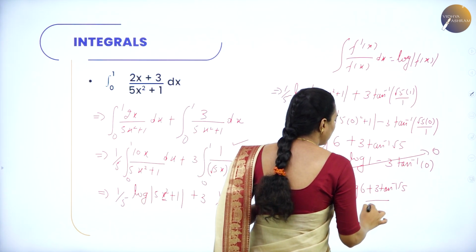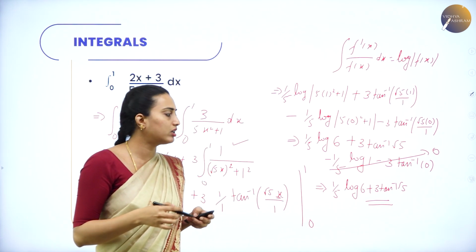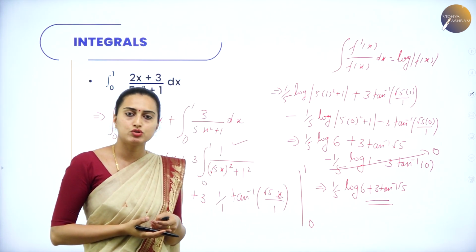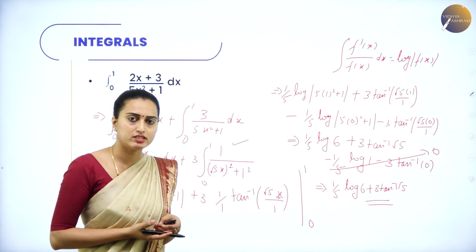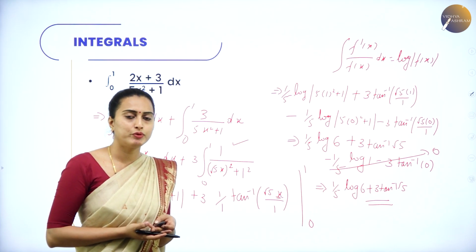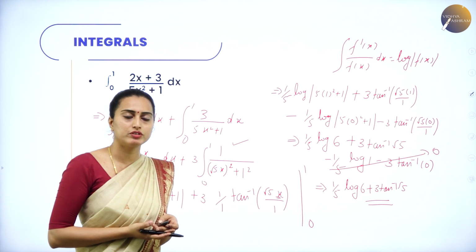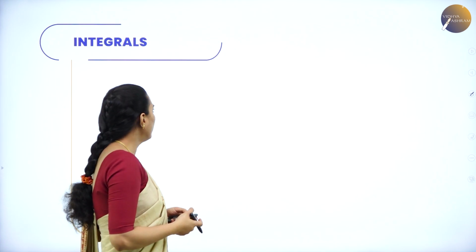So therefore the answer you are going to get is 1 by 5 into log 6 plus 3 into tan inverse of root 5. That is your final answer, dear students. I hope you understood this one. Now we'll be moving on to the next problem.